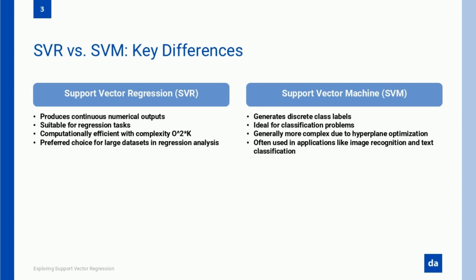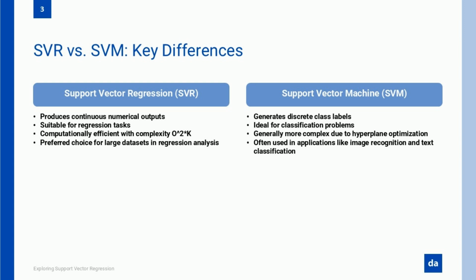Computational complexity also sets them apart. Support vector machines deal with discrete classes, so their optimization problem is often more complex, especially when dealing with multiple categories. Support vector regression, in contrast, can be computationally efficient, particularly when working with large data sets that require fine-tuned predictions instead of strict classifications.